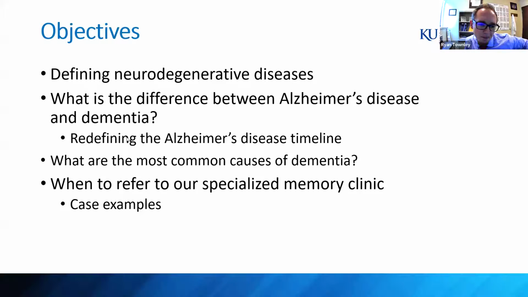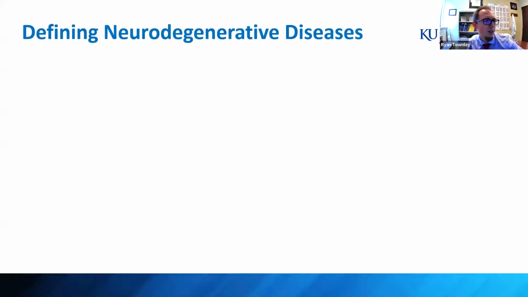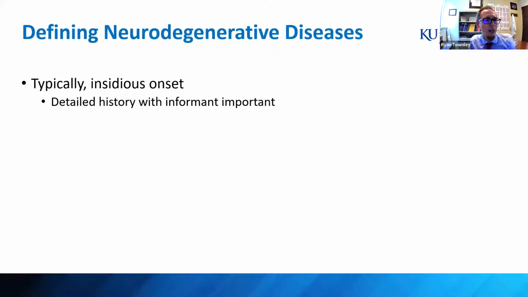And then when might a referral to a specialty clinic be reasonable to do? So when we define neurodegenerative diseases, we're basically talking about things that in general don't have a clear onset. It's sort of insidious. Oftentimes it's in retrospect. We're like, oh yeah, there might have been some things going on even up to 2 years ago, right? But it's not like a night and day difference like a stroke is.